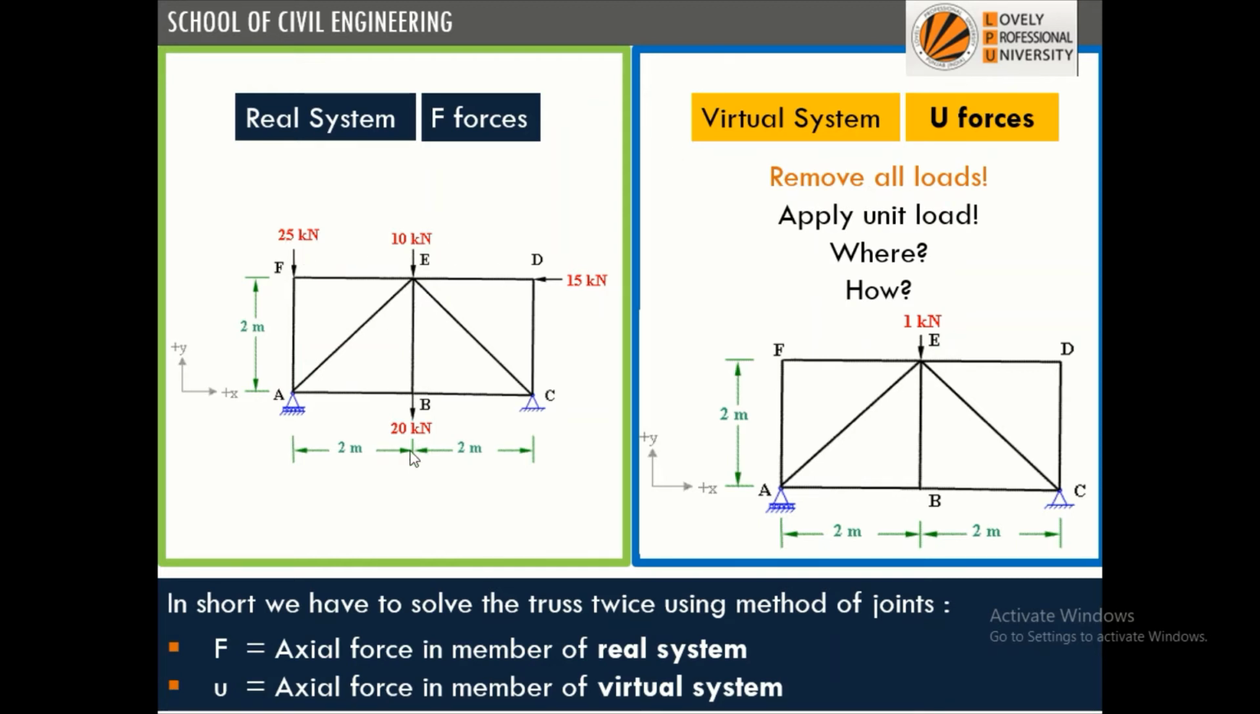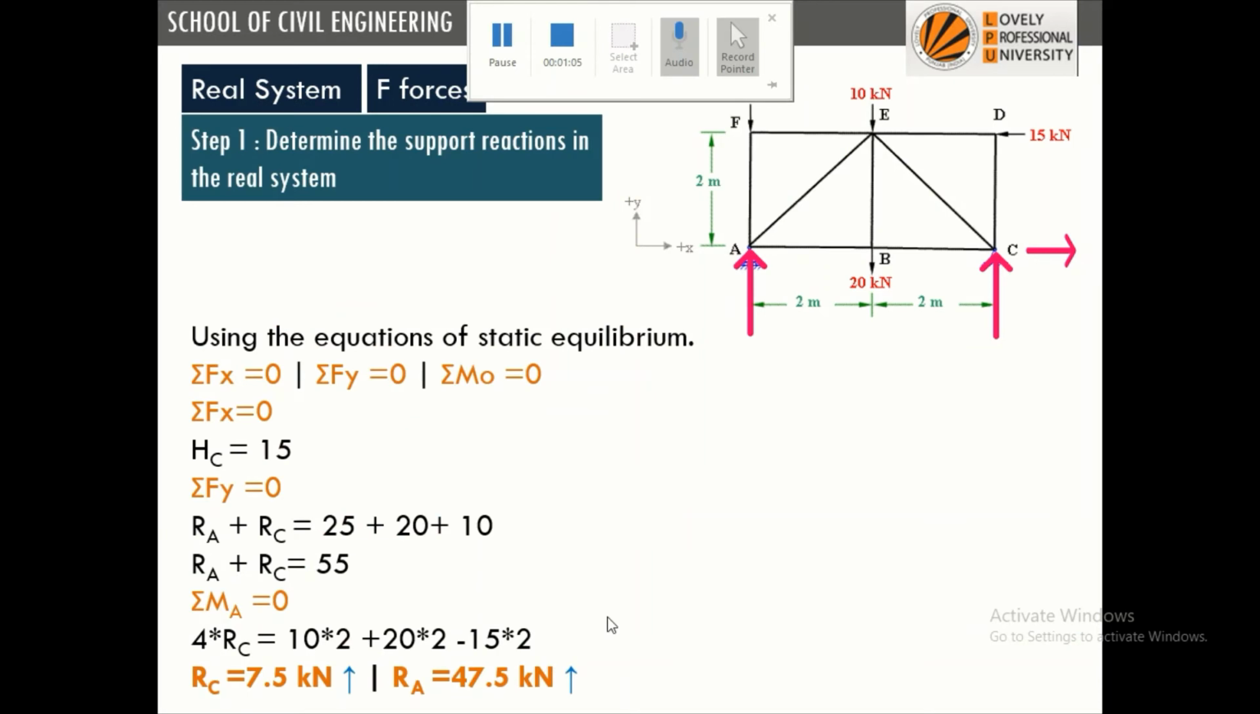There are 4 external forces in this. What we do is remove all the external forces, and then apply a unit load at the point E where we have to find the deflection. In this case, we have to find vertical deflection, so we put a vertical unit load. So this is our real system.